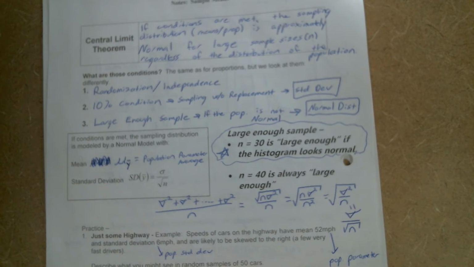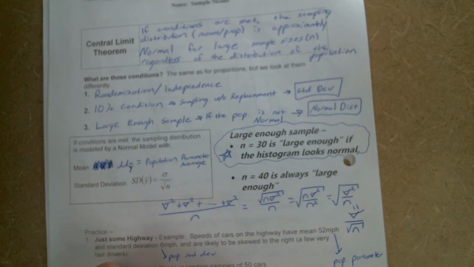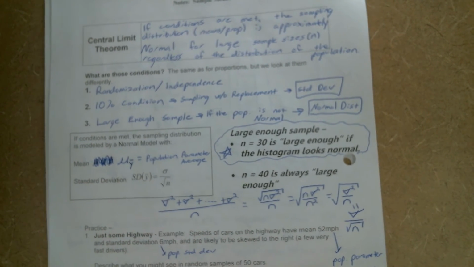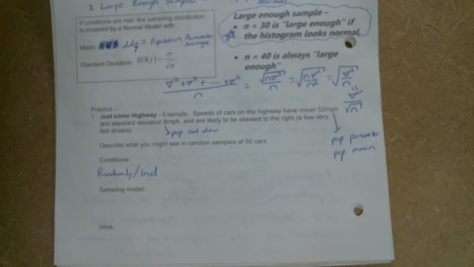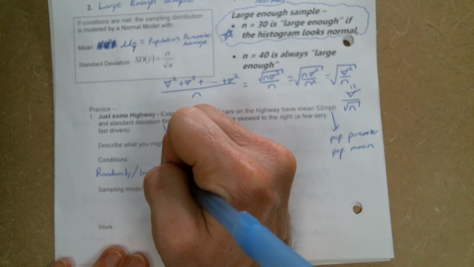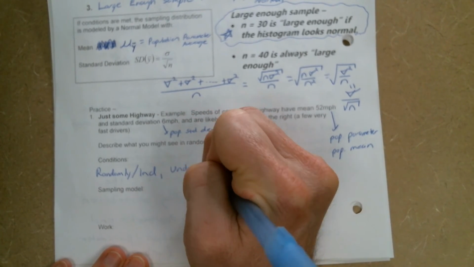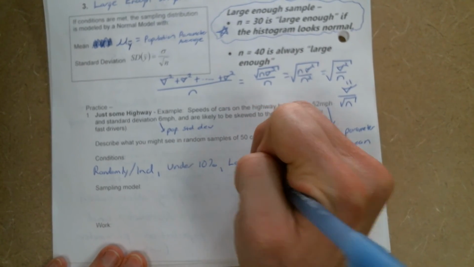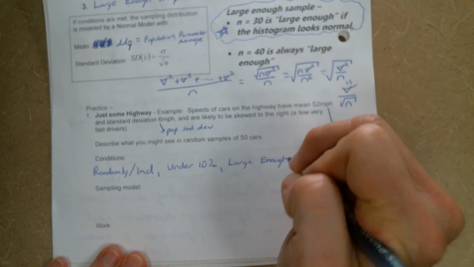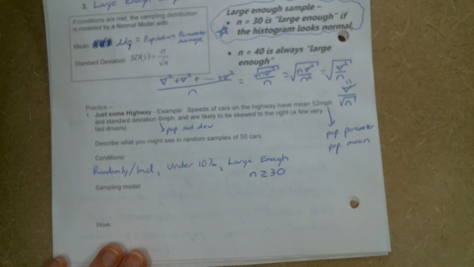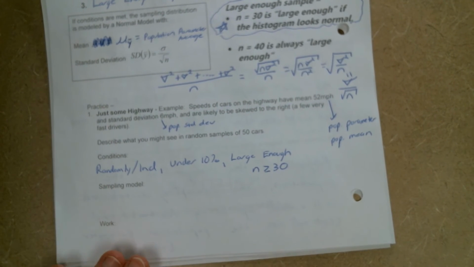Now, if we're looking at our conditions, we are randomly selecting cars, and presumably each car is independent from one or the other, right? Just because one person's driving fast doesn't necessarily impact what other people are doing. We are under 10%. Our sample is under 10% of all of the cars on the road. And we are large enough because n is greater than or equal to 30. All right, so all three conditions are met.